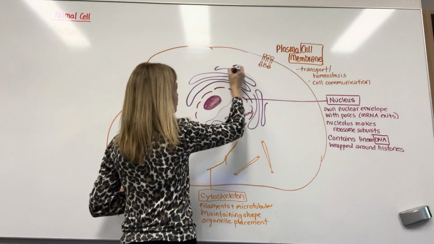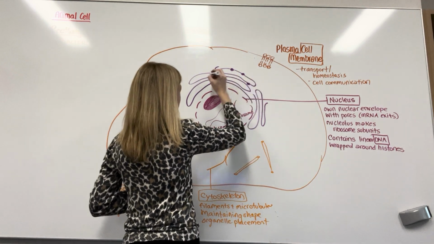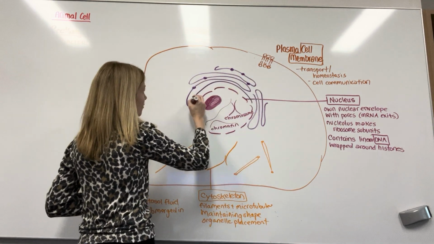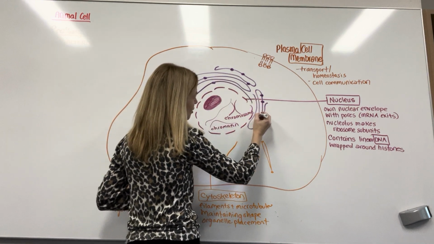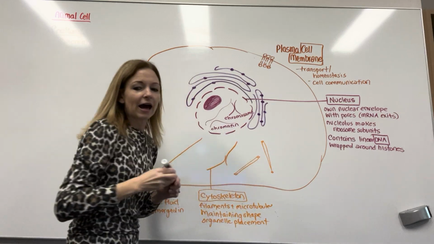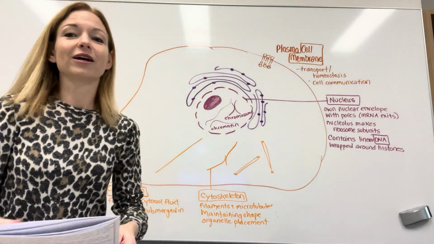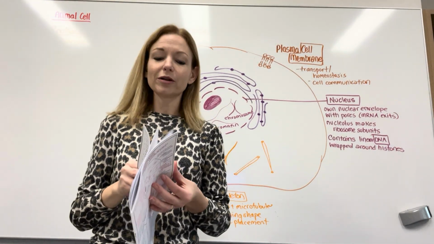So let's draw some ribosomes to make it rough ER. When you draw the rough ER, we try to draw it more connected. And you'll remember that we are drawing this, but we are recognizing our own limitations.